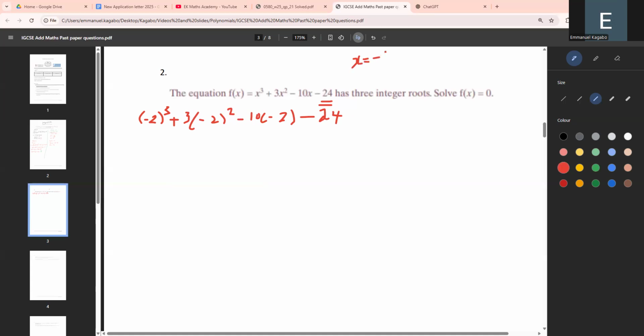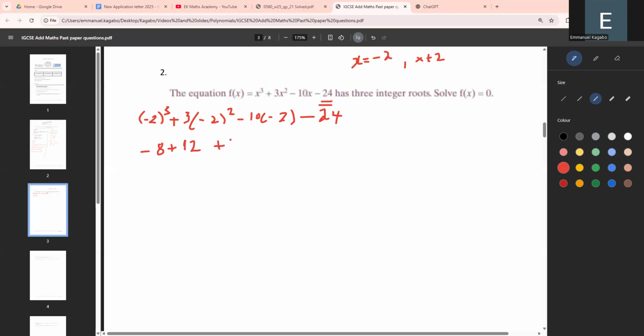So if it is to be divisible, if I can divide by x plus 2 to give me remainder 0, if I substitute that, this will give me 0. So let us try and see. This is negative 8, okay? You can use your calculator, but I'm just showing the working. Plus negative 2 squared, that's 4. That's plus 12, okay? Good. What about this one?